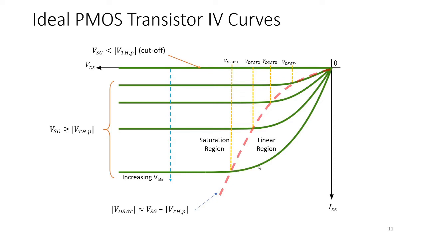At the left of this boundary is the linear region. As you can see, VDS and IDS are approximately linearly dependent on each other. And then at the right side of this boundary is the saturation region, which shows that the current is constant.